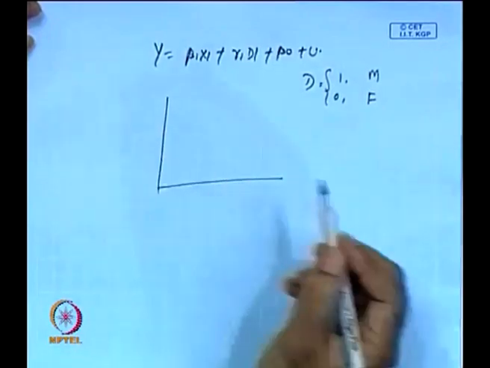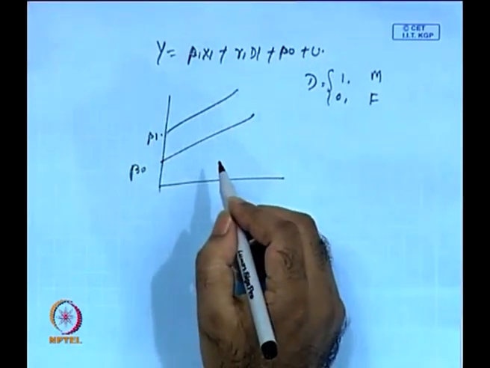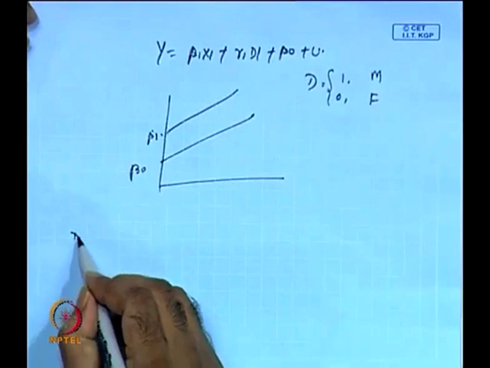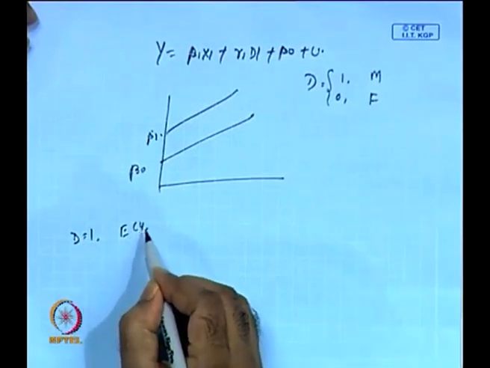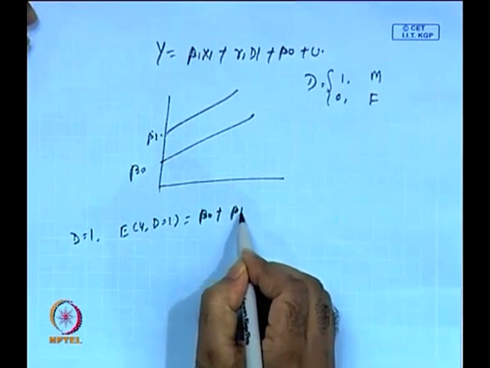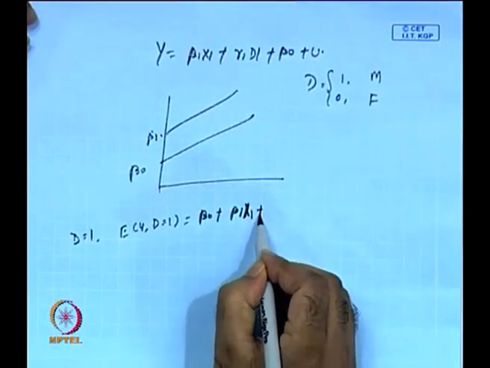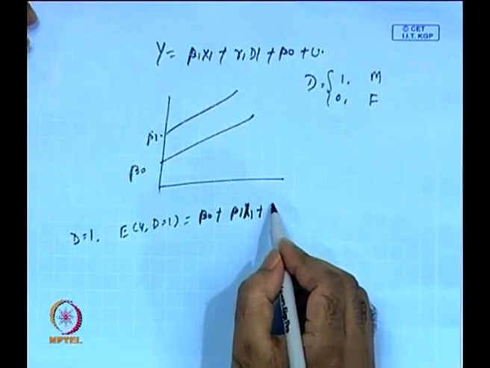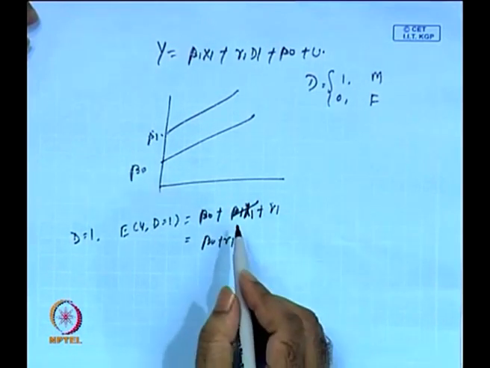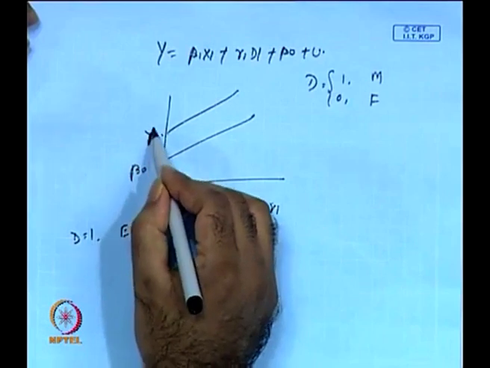Accordingly the setup will be like this. Let us say this is beta 0 and this is beta 1, or you can call it alpha. When we put d equal to 1, then E of y given d equal to 1 is beta 0 plus beta 1 x 1 plus gamma 1. So it will be beta 0 plus gamma 1 only, that means it is gamma 1.